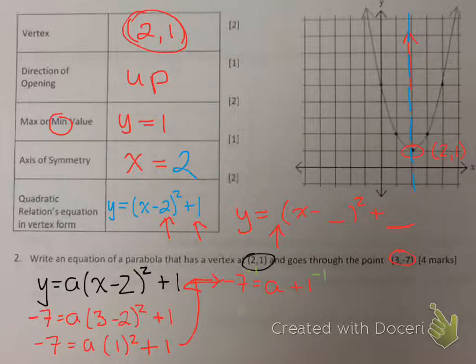Subtract 1 from both sides, and we get negative 8 is a, and now we can write our equation: y equals negative 8(x minus 2) squared plus 1. So when I ask for an equation, it has to look like this if it's in vertex form, or it can be in factored form too.